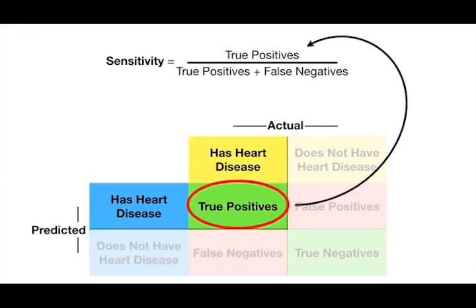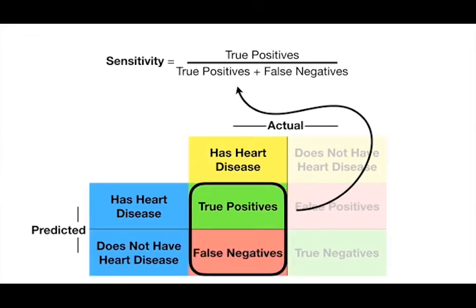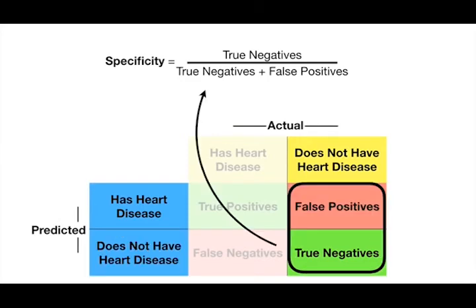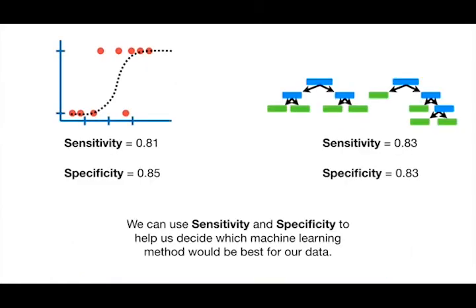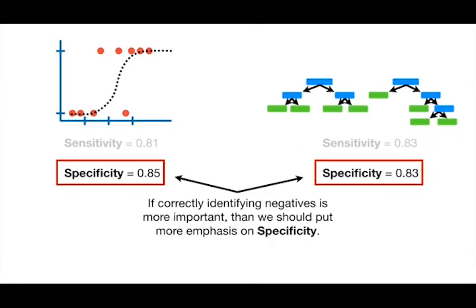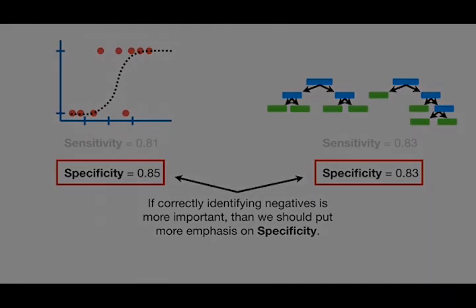sensitivity equals the true positives divided by the sum of the true positives and the false negatives. And specificity equals the true negatives divided by the sum of the true negatives and the false positives. We can use sensitivity and specificity to help us decide which machine learning method would be best for our data. If correctly identifying positives is the most important thing to do with the data, we should choose a method with higher sensitivity. If correctly identifying negatives is more important, then we should put more emphasis on specificity.